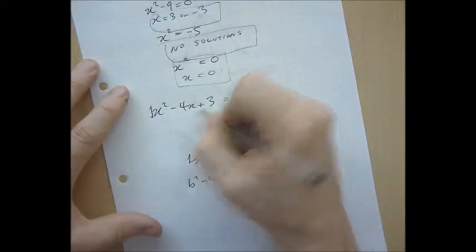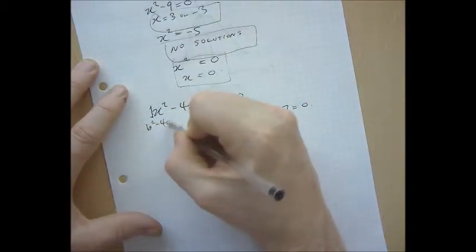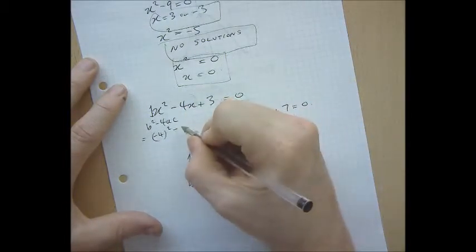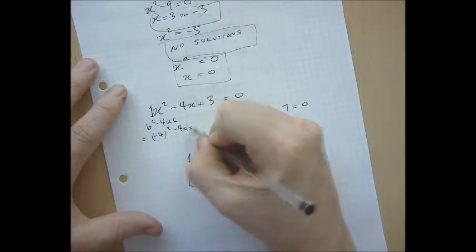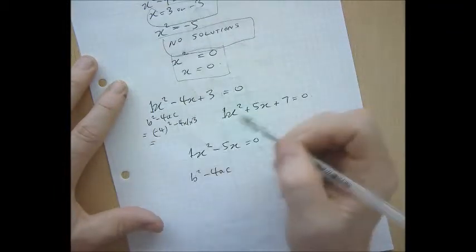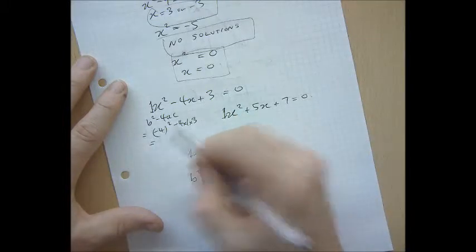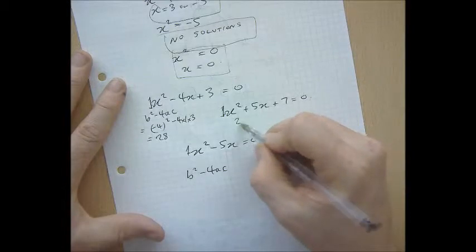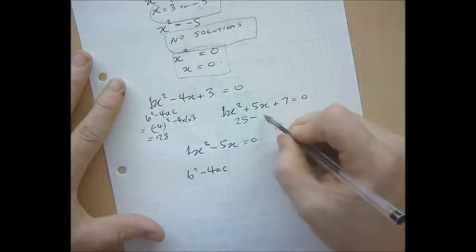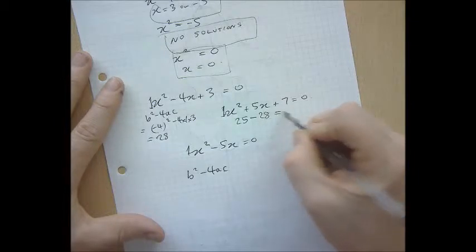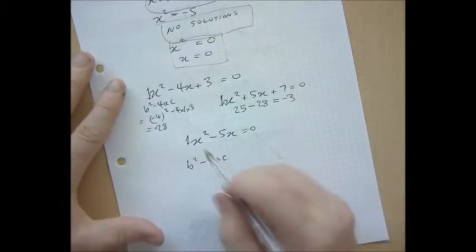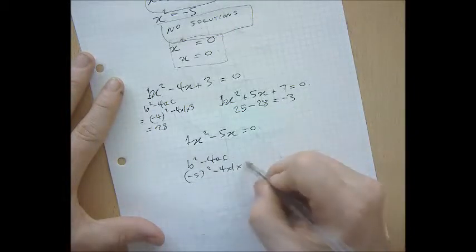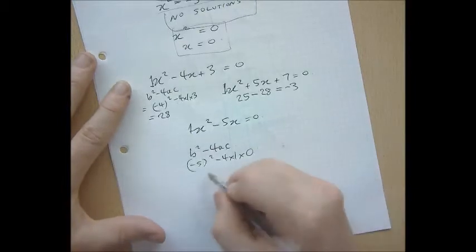So b squared minus 4ac for this top one is -4 squared minus 4 times 1 times 3, which is 28, I think. For this one, it's 25 minus 28, which is -3. And this one here is -5 squared minus 4 times 1 times 0. There's no number adding on there, so that's why it's 0, so that's 25.